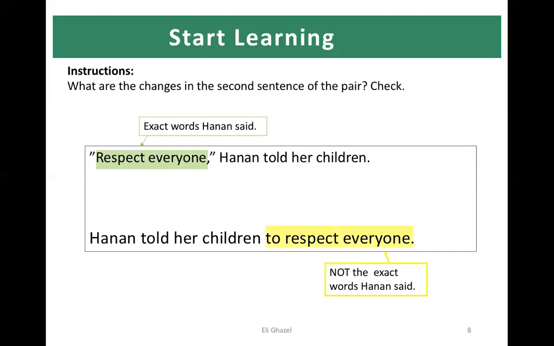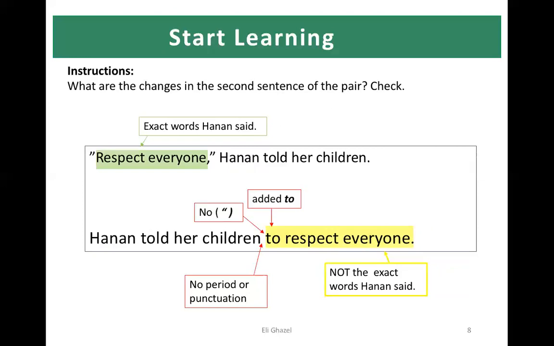"To respect everyone" are not the exact words Hanan said. And we don't have a punctuation or a period right here. We don't have a quotation mark. We added "to". There are no quotation marks at the end.